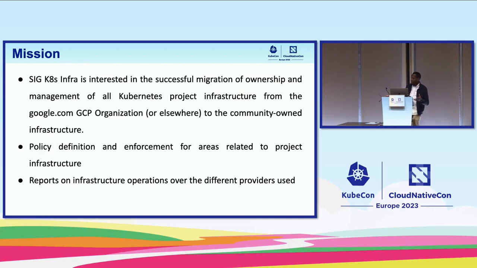And third, I would say a third mission, but it's an implicit mission. It's to provide reports and transparency to the community. Basically, what's used in terms of cost, how we present it, and how we give any interested contributor access to request that information.